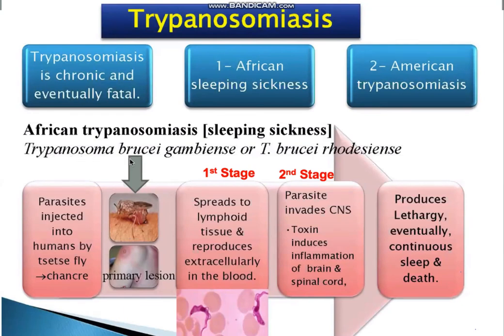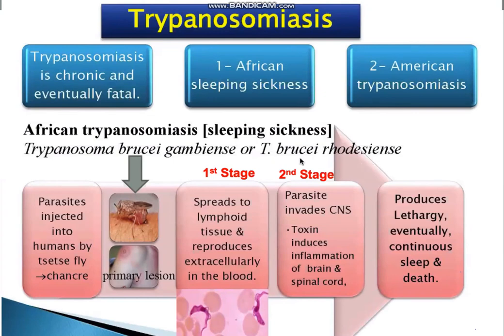Trypanosoma brucei, all right, gambiense. You need to remember, I think, the name. This is the African Trypanosoma brucei gambiense, or brucei rhodesiense, all right. I forget how to pronounce this.